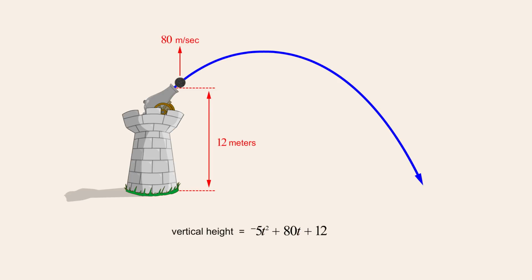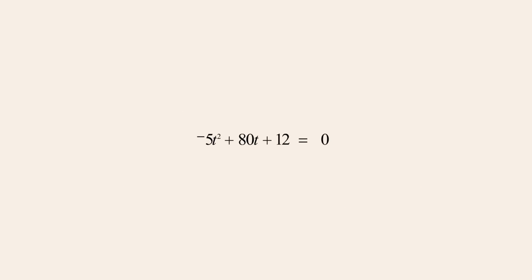If we wish to find the time it takes for the cannonball to hit the ground, we set this expression for the vertical height equal to 0. And solve the resulting quadratic equation for t.